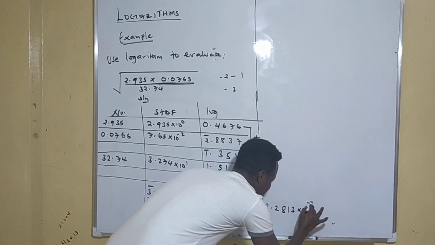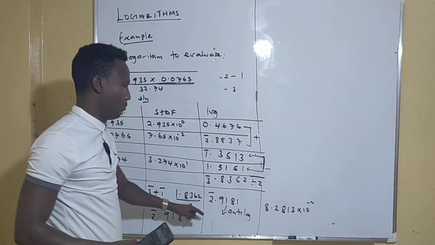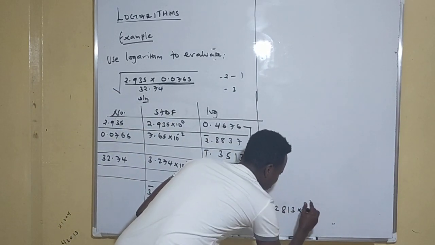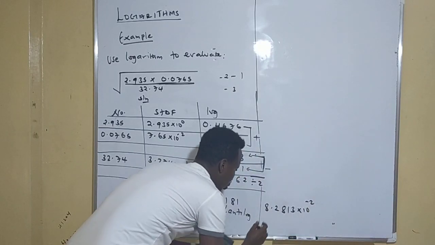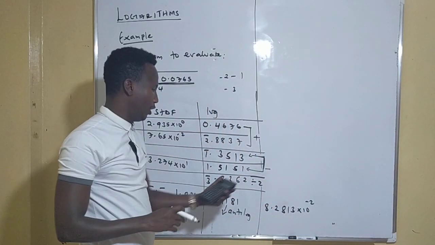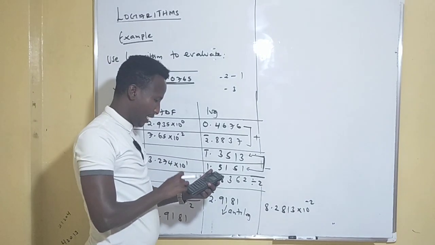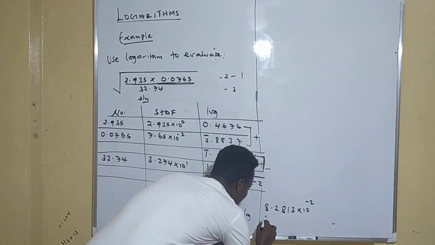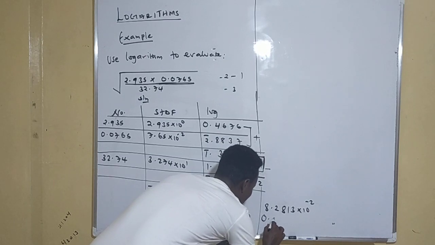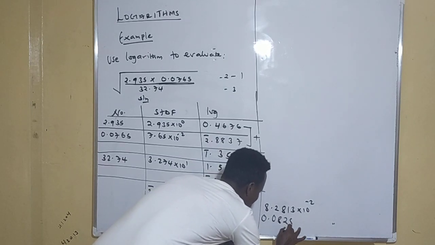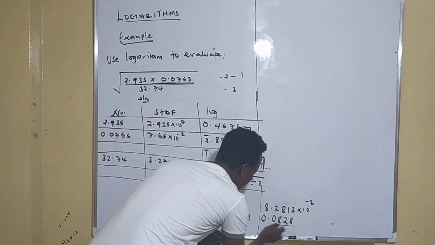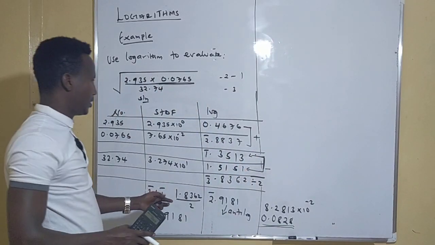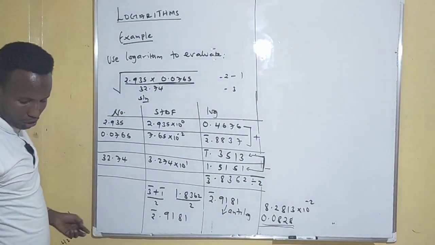So we will have 8.2813 times 10 to the power of what? Negative 2, which is this one. 10 to the power of negative 2. Just understand that. So that means divided by 100. You divide this one by 100. So this will give us 0.0828. Okay? This is the final answer for your information, guys.